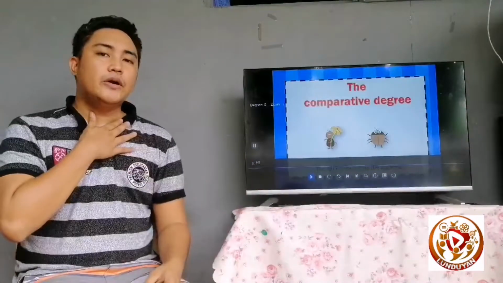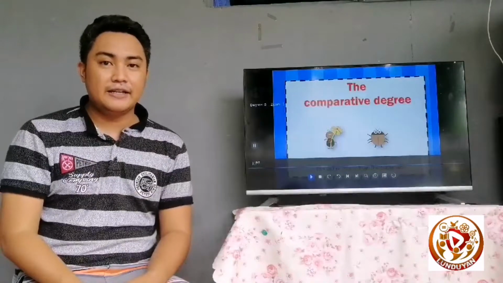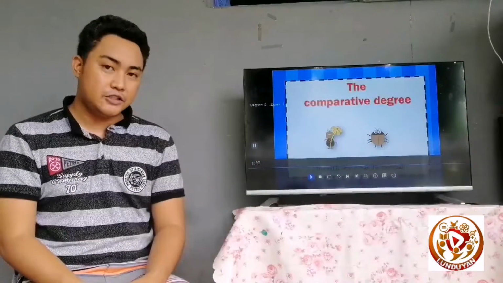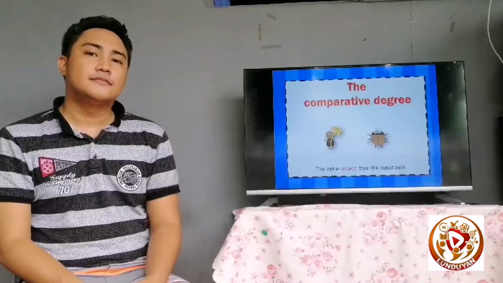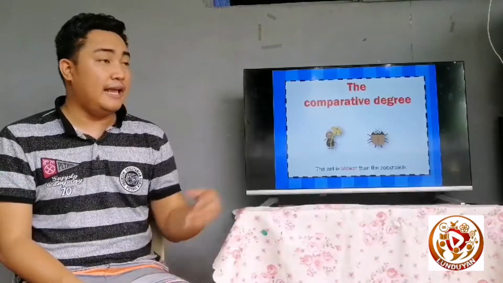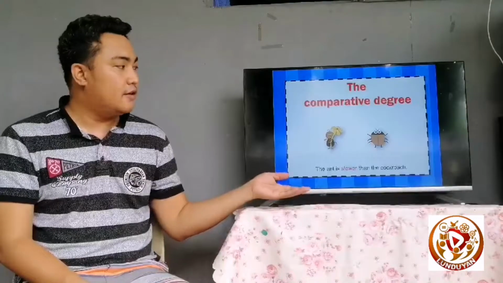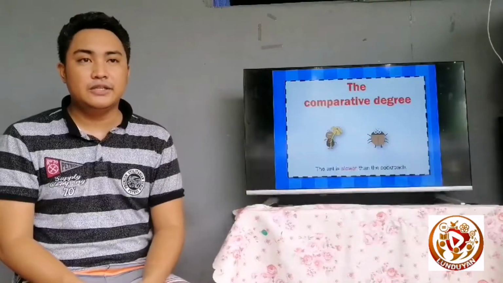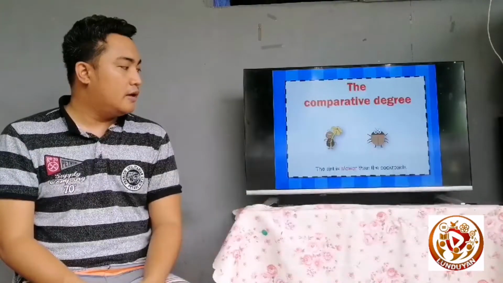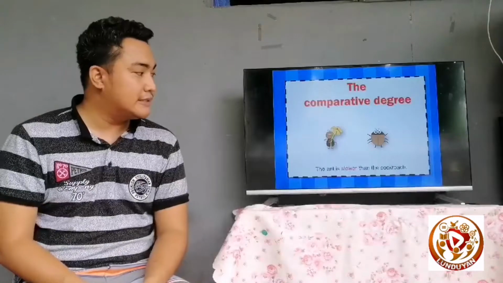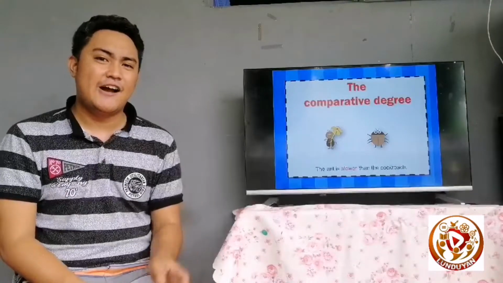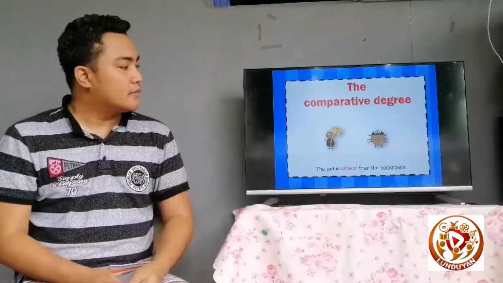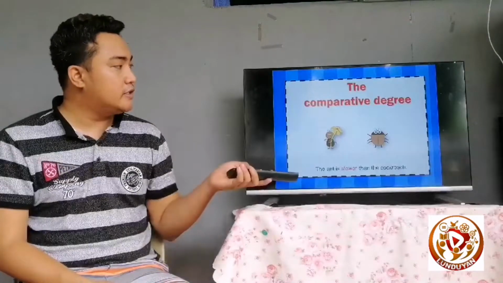Now look, what are the two things that are being compared in the picture? That's right, we have the ant and the cockroach. Now let's read the sentence. The ant is slower than the cockroach. All right, you're already doing good. Very good. Now let's continue.